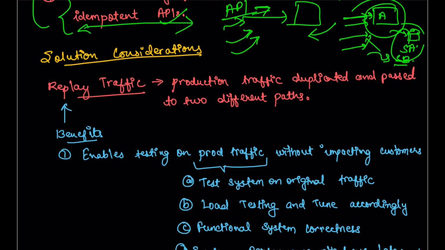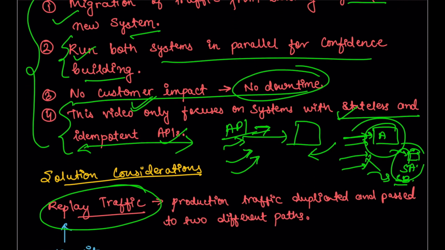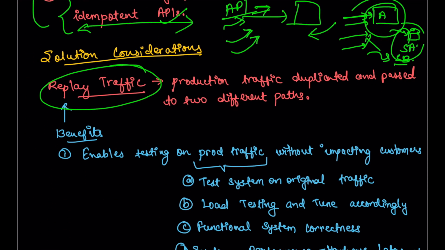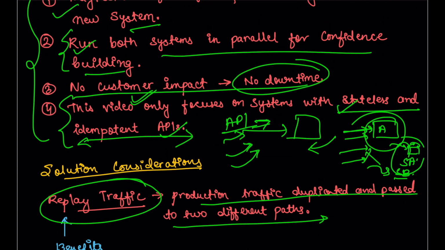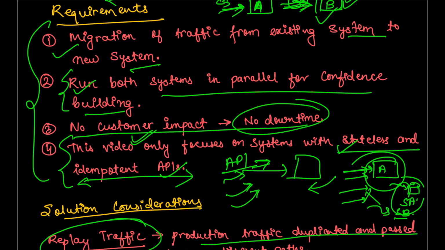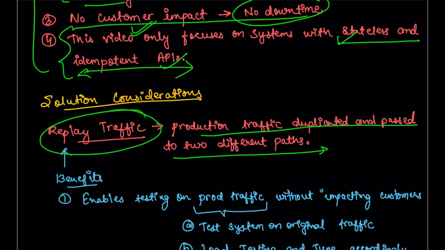Before that, let's discuss one concept around replay traffic. This is around the second requirement which we had, which was to run both systems in parallel for confidence building. What we mean by replay traffic is that production traffic is duplicated and passed to two different paths. What we mean by two paths is, again, we discussed that we have system A and we have system B. To pass the traffic to both these systems, we can pass the production traffic to both and then see how each one of the systems is performing.